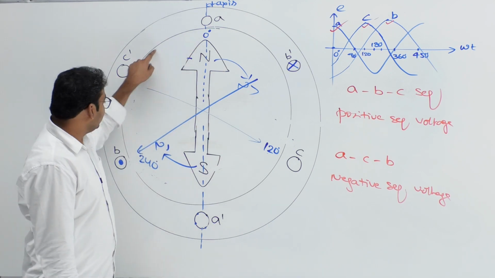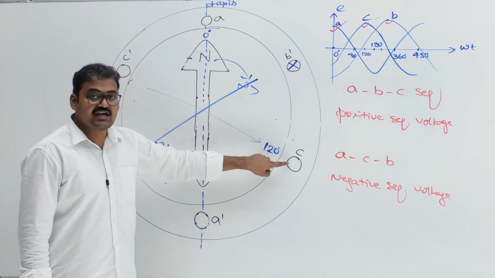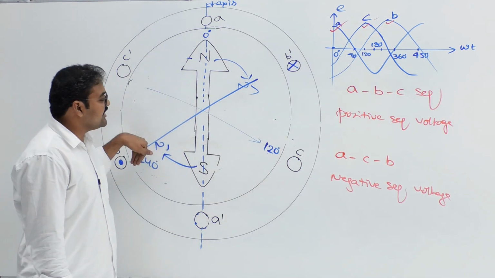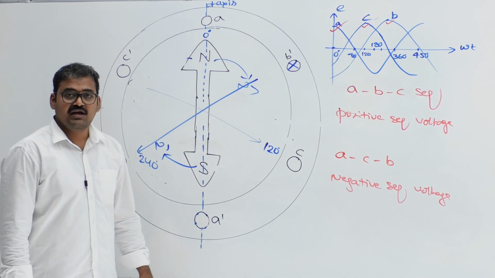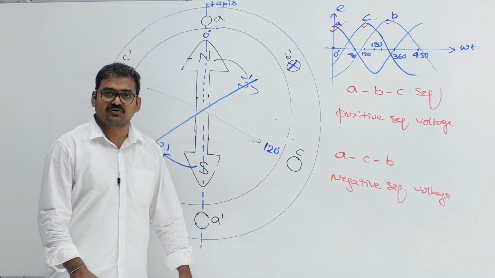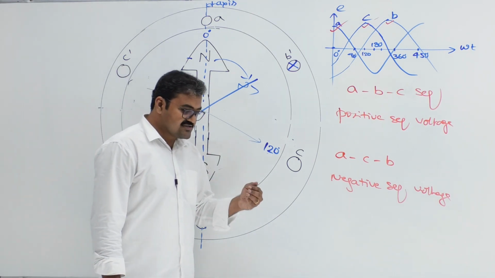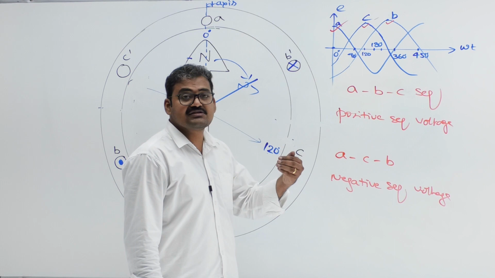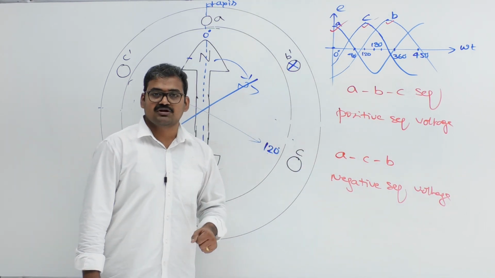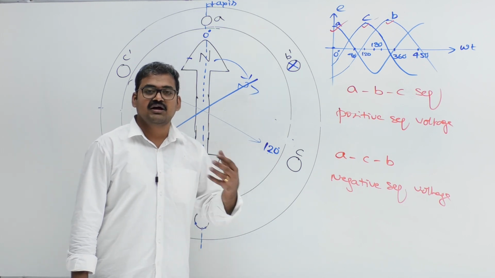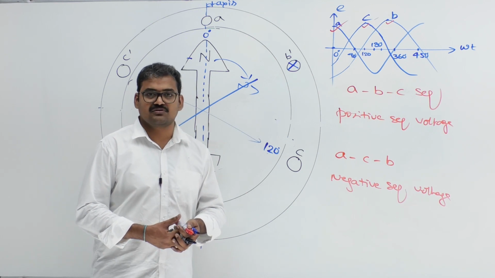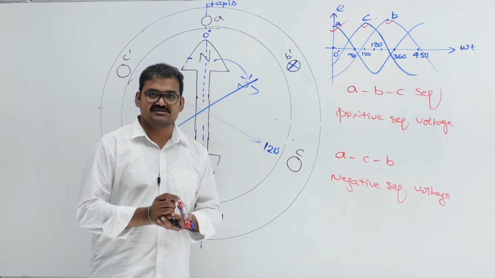If you rotate the rotor in anti-clockwise direction, we are getting ABC sequence voltage. If you rotate the rotor in clockwise direction, we are getting ACB sequence voltage. But the operating principle doesn't change, only the sequence is getting changed. So, how to reverse the sequence of voltage generation means by reversing the rotation of rotor. If you reverse the rotation of rotor, definitely the sequence of output voltage will also reverse. ABC sequence becomes ACB sequence.